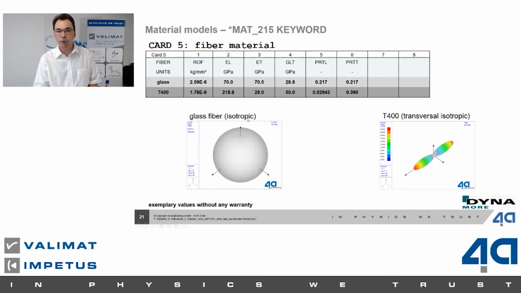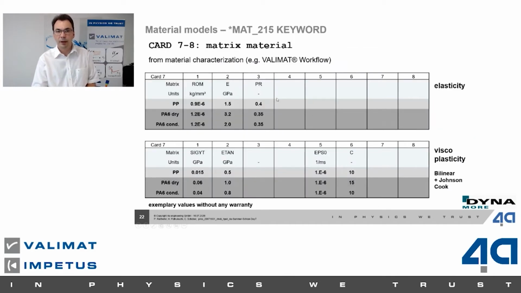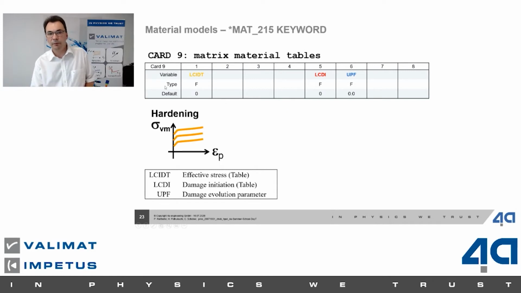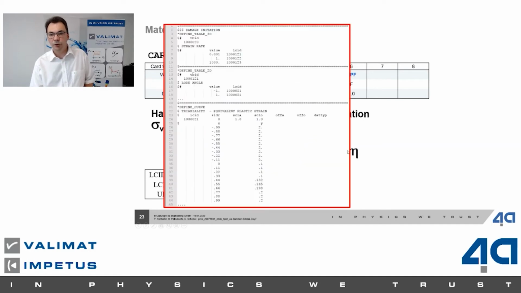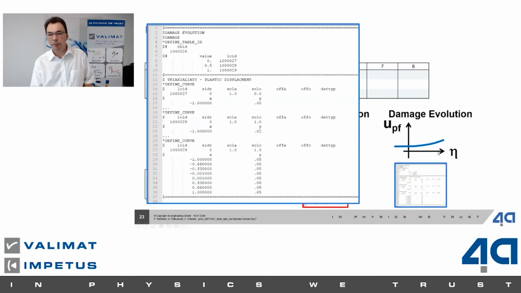So in case of the glass, it's an isotropic material. In case of the carbon fiber, it's transversal isotropic. As you see, different Young's modulus in fiber direction to transversal direction. And cards 7 and 8 are the description for the matrix material, so defining the elasticity, defining the viscoplasticity. You can do this by some parameters like bilinear with Johnson-Cook, or you're quite free by defining the hardening curve in card 9, as you know it from MAT24, and defining the damage initiation curve like it looks like here, so how the failure looks like. And the same you can do for the damage evolution. So everything is available in the material card here.